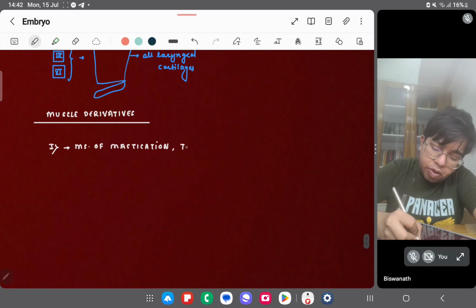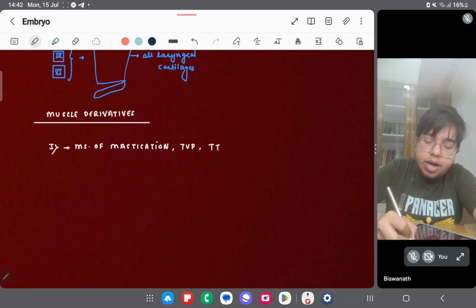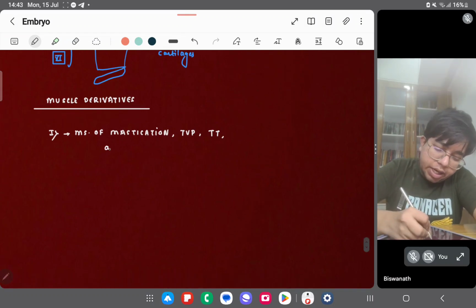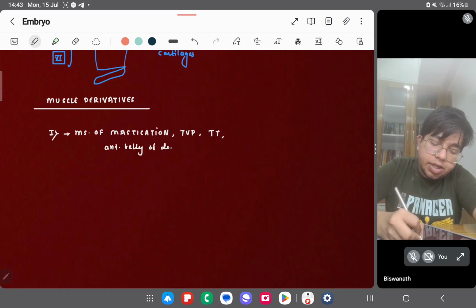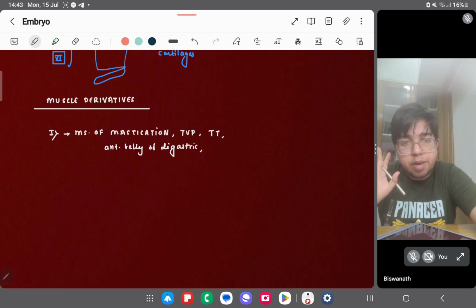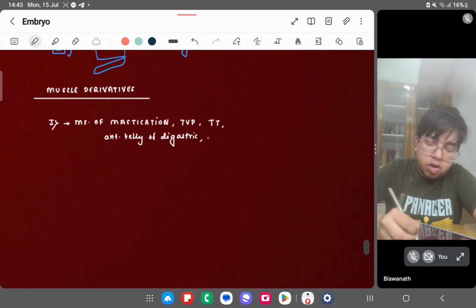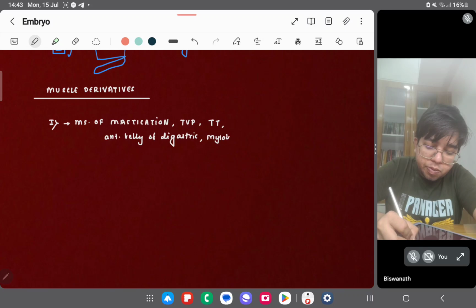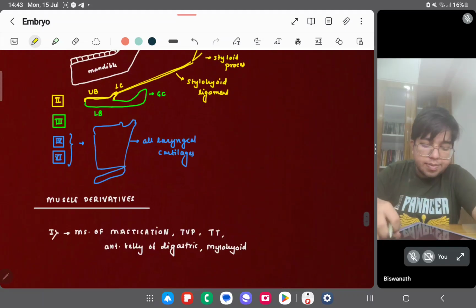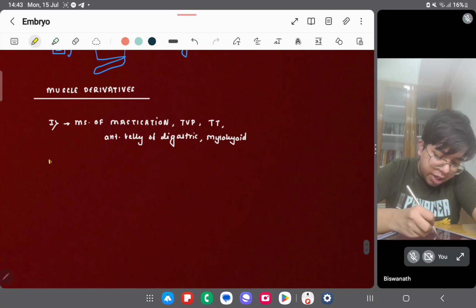Okay, TVP, you know, tensor veli palatini, TT, you know, tensor tympani. Okay, then we have the anterior belly of digastric muscle. You can remember all the muscles supplied by your V3 nerve and chorda tympani nerve. Okay, and mylohyoid also, mylohyoid. If you are well versed with head and neck, I'm sure you will understand what I am telling you.